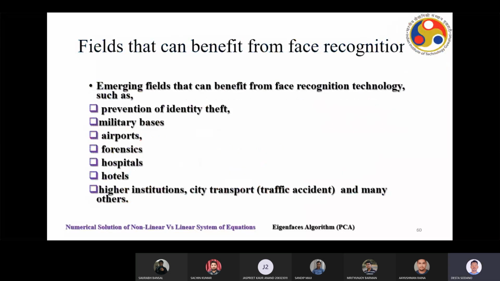What are the advantages, or how do we benefit from face recognition? Emerging fields that can benefit from face recognition technology include prevention of identity theft, military bases, airports, forensics, hospitals, hotels, and higher institutions. Face recognition is used in many areas, and we can apply this application.